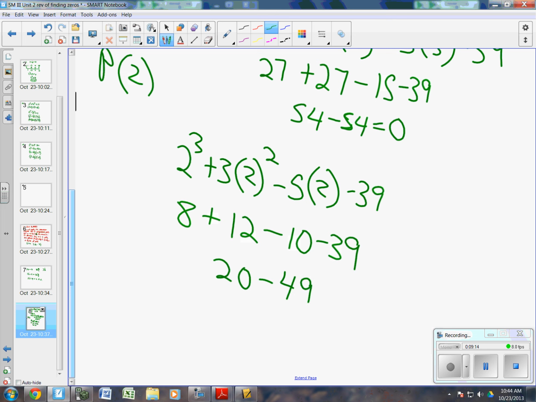So what do we get? Oh, wait, negative 29, right? Sorry. Negative 29. Okay, 20 minus 49 is negative 29. So obviously 2 is not a factor, but negative 29 is our remainder if we divided it in there.